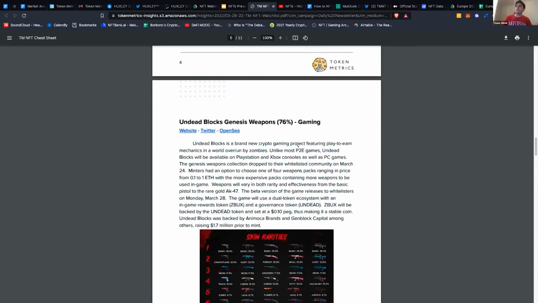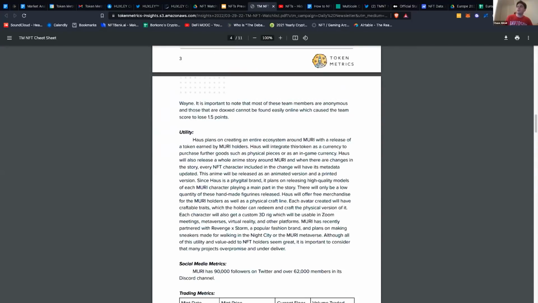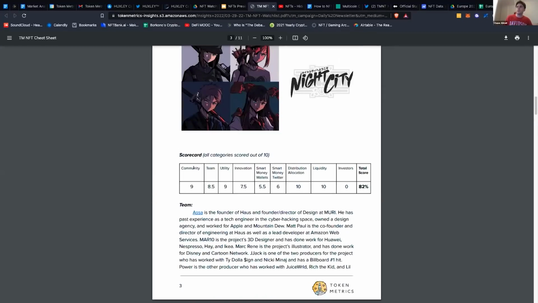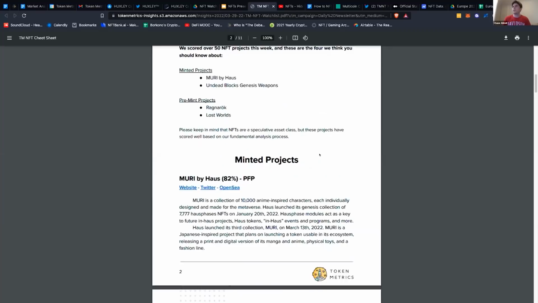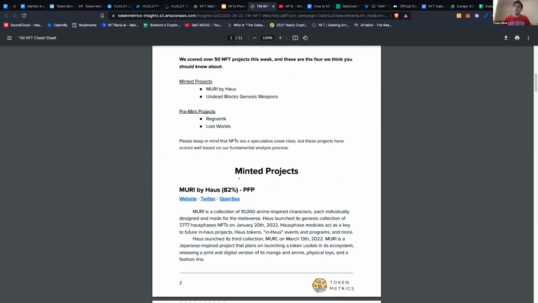For the NFTs that have already minted, we're able to give them an actual score based on these metrics: community, team, utility, innovation, smart money wallets, Twitter, distribution allocation, and liquidity. So Murray by Haas scoring an 82%. That's a very solid project. We don't see a ton of projects go above 80.